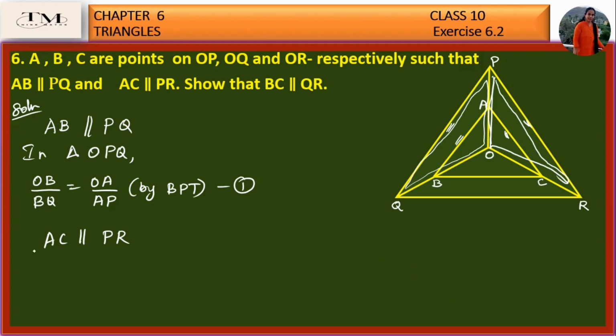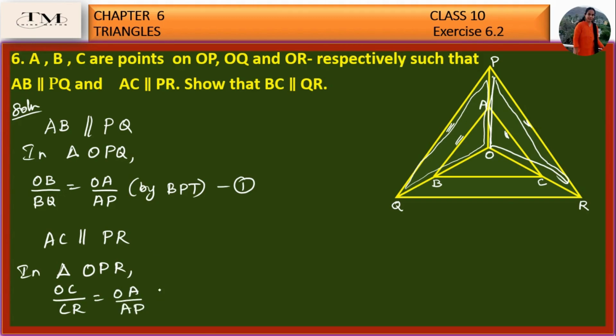Okay. So in triangle OPR, what do you have? This AC is parallel to PR. Then OC by CR equals OA by AP. So OC by CR equals OA by AP.